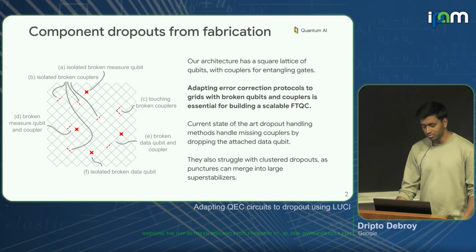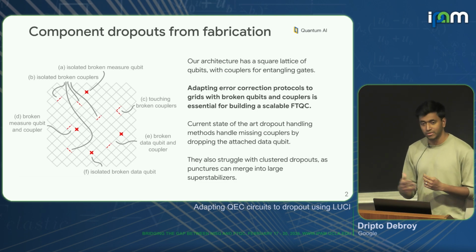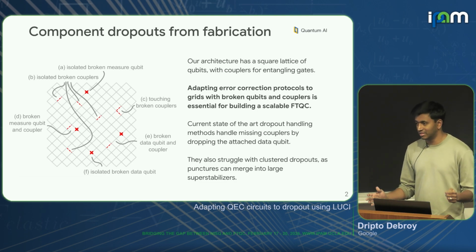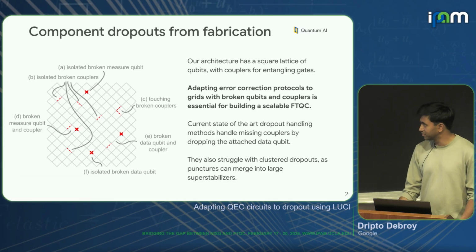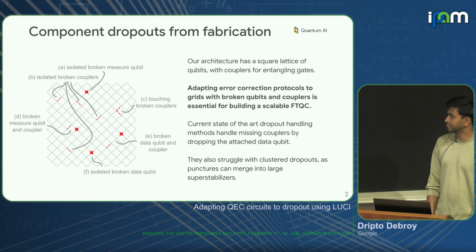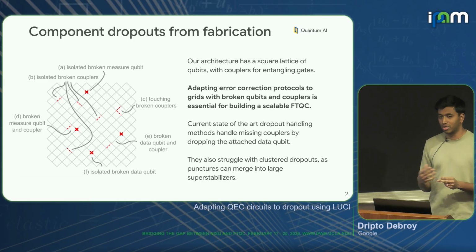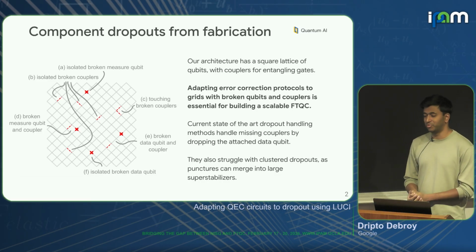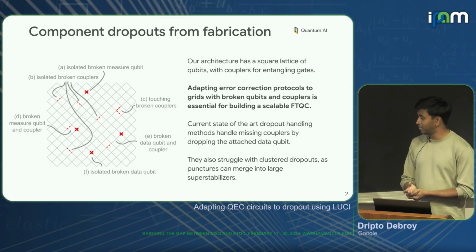And so we're building a square lattice and targeting the surface code. These are ideas I'm not going to introduce. You've heard them a few times in the last few days. But as we start to build these things, there's a lot of experimental realities that we have to contend with. And one of the ones that we're going to highlight here is component dropout.